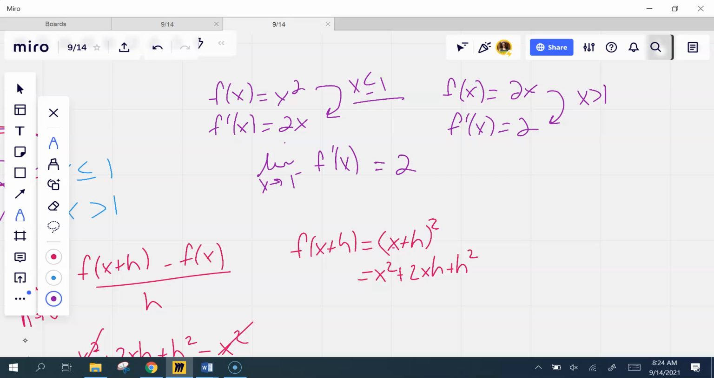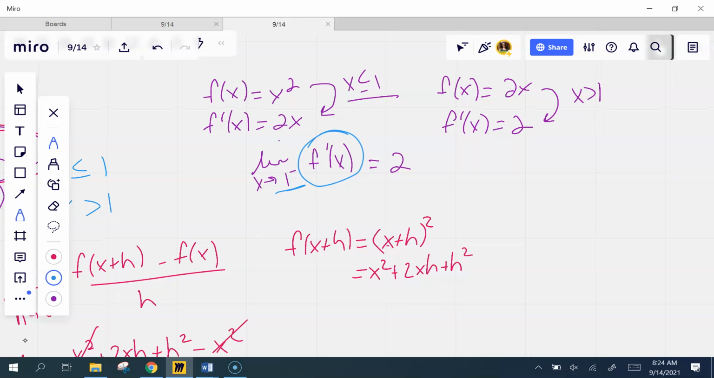Okay, because look. Can we graph f prime of x, right? And so that's the derivative. 1 from the left would be this one because it's less than 1. So I'm looking at this derivative. So really I'm talking about what's the limit as x approaches 1 from the left of 2x. So you can just plug in 1.